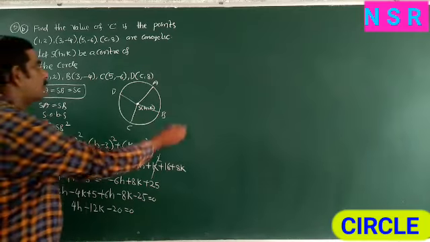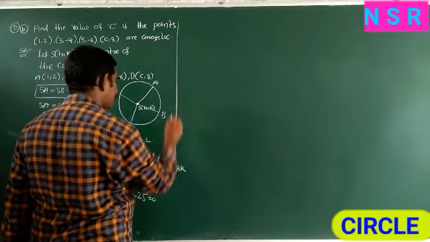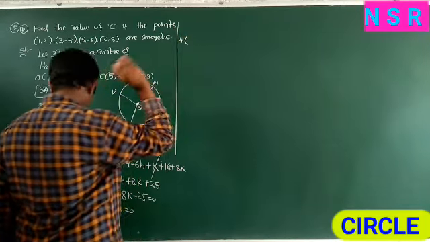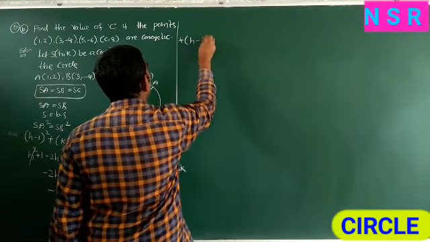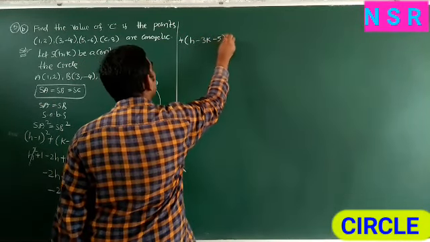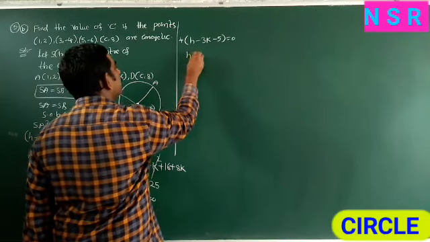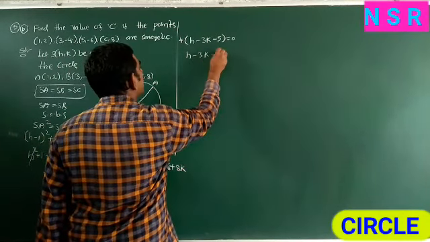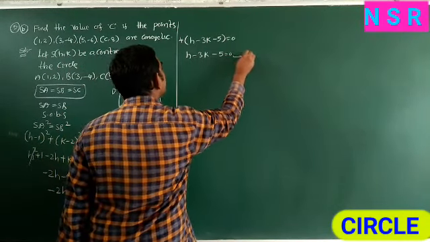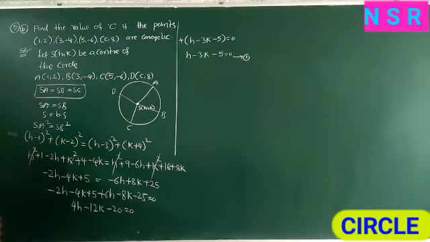So take 4 as common here. We get 4 1s are 4, 4 3s are 12, 4 5s are 20. So 4 moves that side, we get h − 3k − 5 equal to 0. So take it as equation number 1.